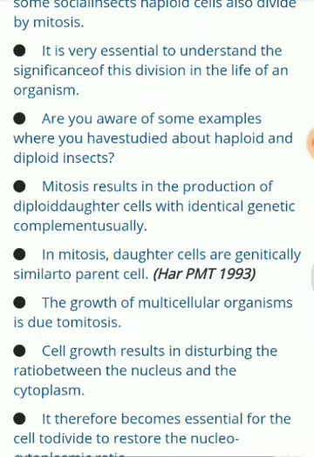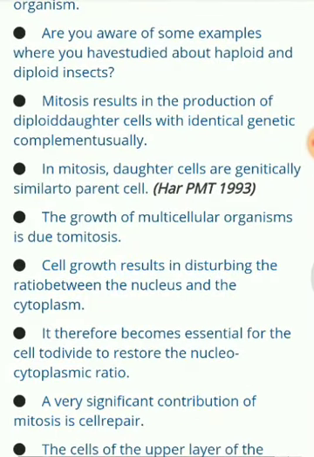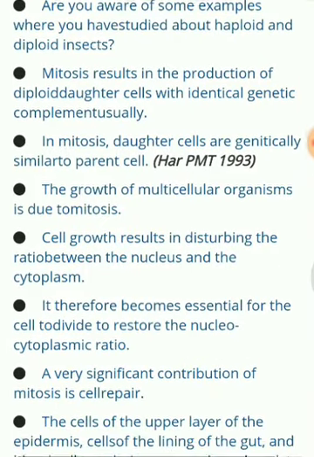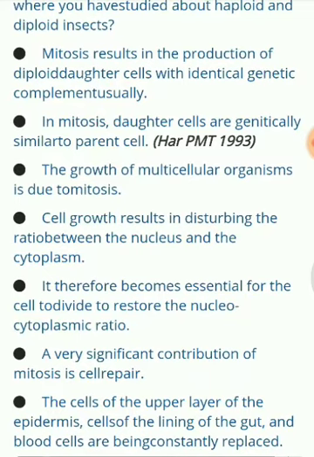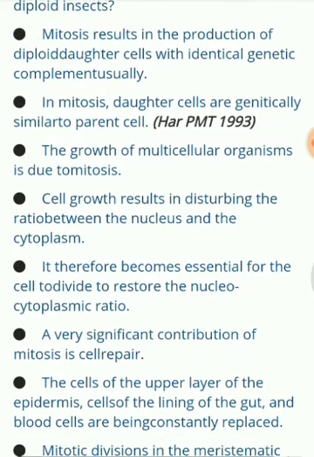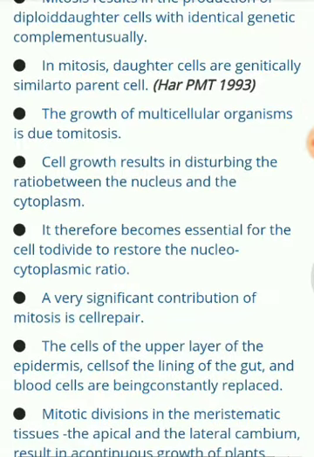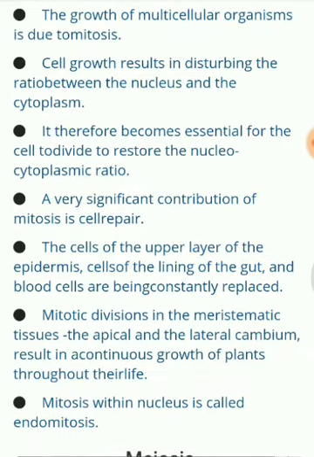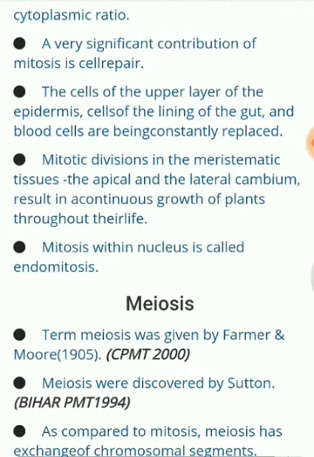The growth of multicellular organisms is due to mitosis. Cell growth results in disturbing the ratio between the nucleus and cytoplasm, and it therefore becomes essential for the cell to divide to restore the nucleo-cytoplasmic ratio. A very significant contribution of mitosis is cell repair. Cells of the upper layer of the epidermis, cells of the lining of the gut, and the blood cells are being constantly replaced. Mitotic divisions in the meristematic tissue, the apical and the lateral cambium, result in the continuous growth of a plant throughout life. Mitosis within the nucleus is called endomitosis.